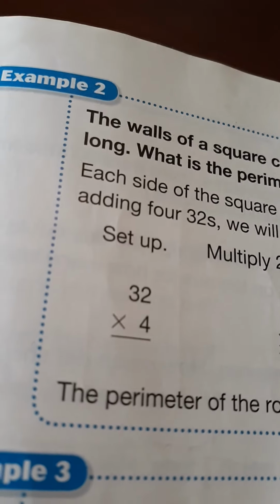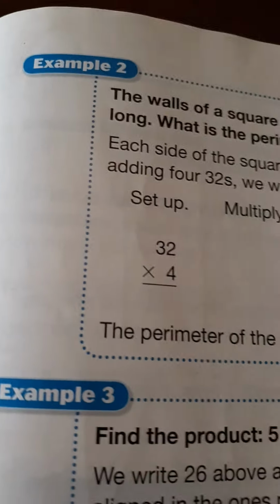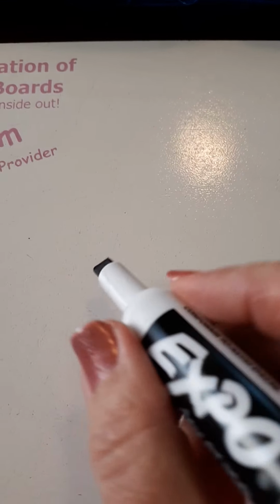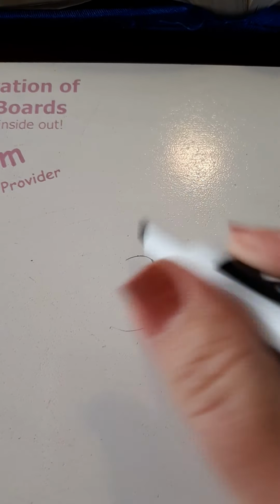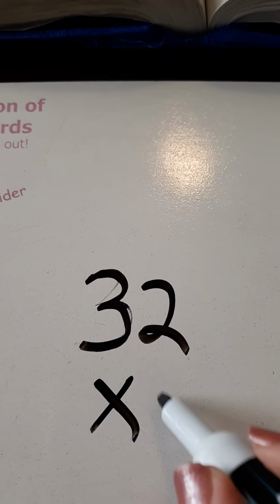All right, instead of pointing to it in the book, let's see if we can work it out on our marker board. Okay, so here we go. Excuse me while I see if I can see my marker here through my phone. Okay, so we have 32 times 4. So we put, whoops, get the tip on there correctly. There we go. Okay, 32 times 4.